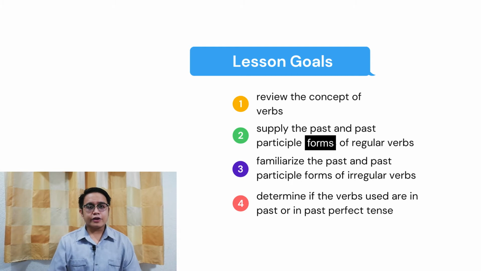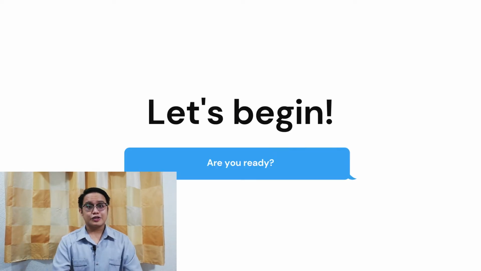And number 4, you are going to determine if the verb or the sentence is in past tense or in past perfect tense. So let's begin our lesson for today. Are you ready? Okay, good. I hope you're ready. You have your notes with you. You have your pens. Because today you're going to learn a lot.